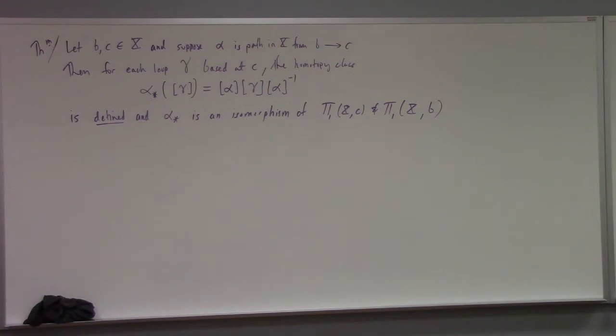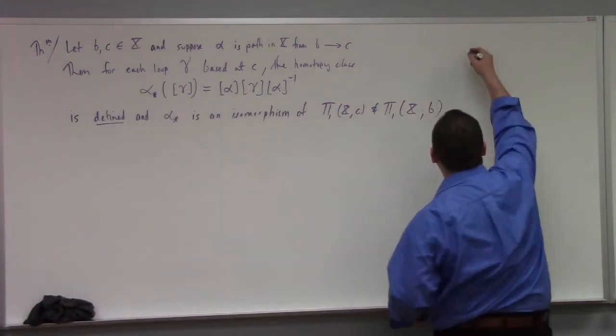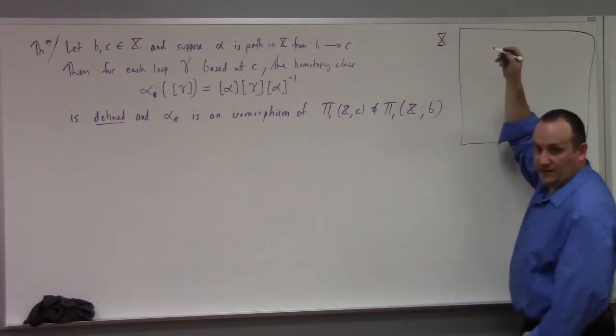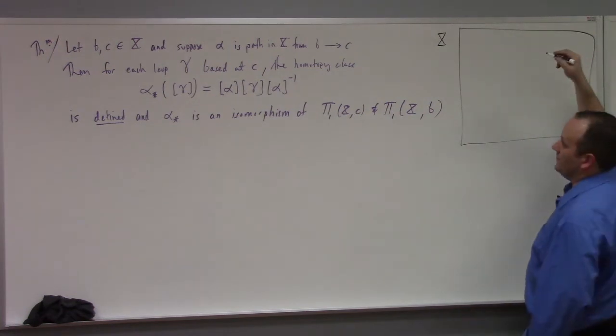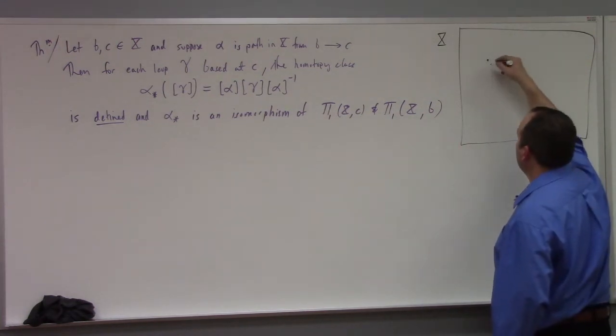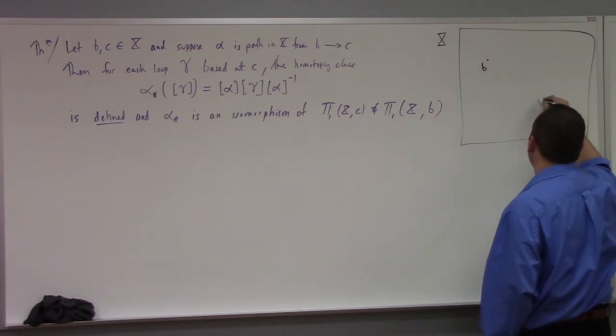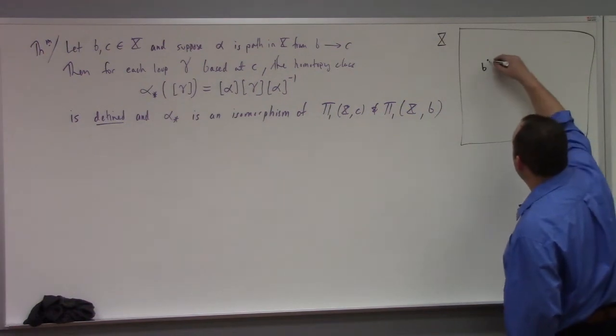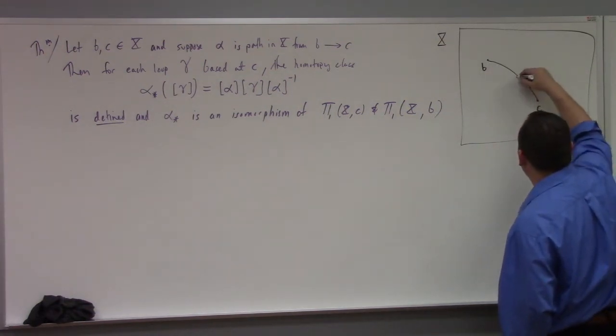Something he doesn't do, but I think everybody should do when talking about this, is to draw a picture to explain what's going on. Let's try to draw a picture. Here's the universe in which things are happening, X. I'm starting here at a point B, going over here to some other point C. Alpha gets me from there to there.